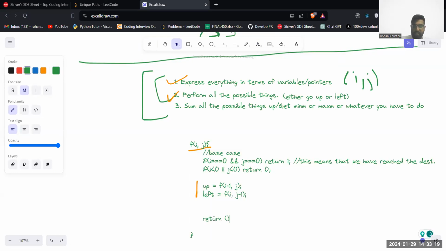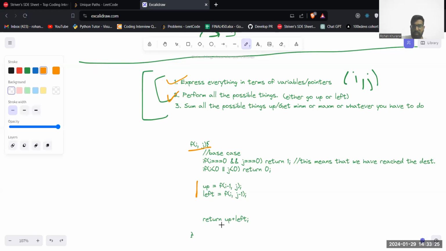Simply return up plus left. Now, what does this mean? We are summing it up to get a final answer, to get all the unique paths from whatever things we tried. This is also done. So, three things are done. Express everything in terms of variables or pointers, perform all the things, return the sum or whatever you have to do. Right?